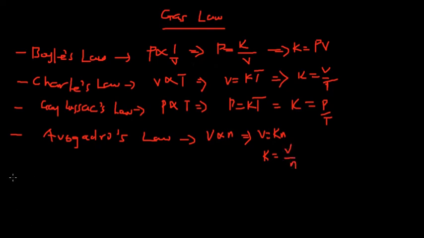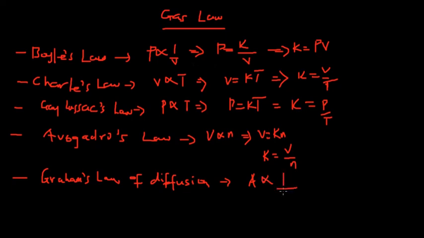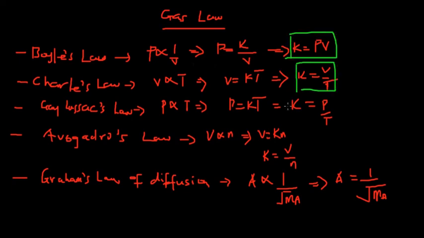Let's look at the last law, Graham's law. Graham's law is the law of diffusion. For Graham's law, the rate of diffusion, A, is inversely proportional to the square root of the molecular mass. When you simplify this further, we have A, the rate of diffusion of the gas, equal to 1 over the square root of the molecular mass. Note that these are the most important concepts you need to know.